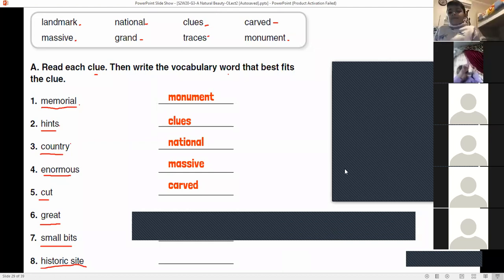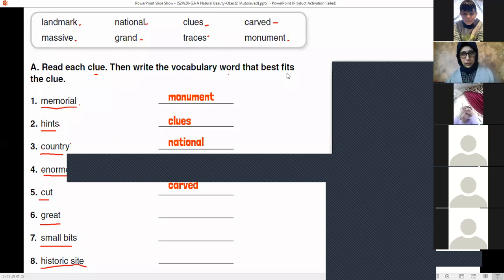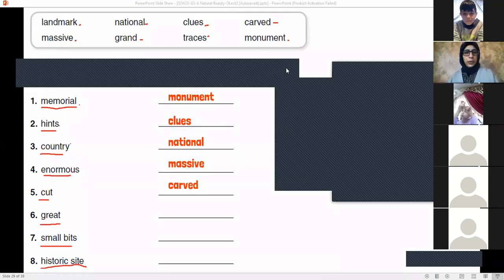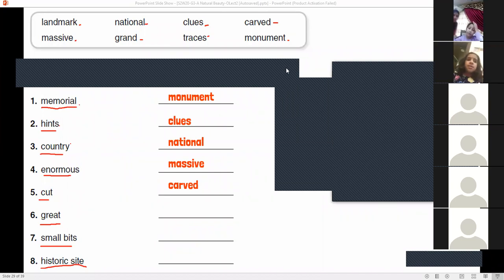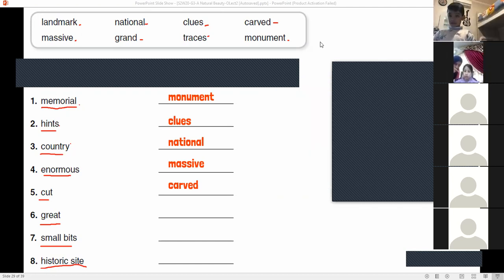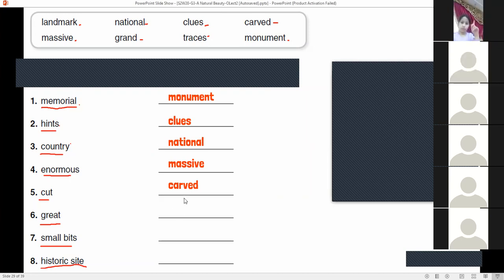Great. Guys, please, Ali Ghabris is talking. Yalla, Ali. What is the answer of number 6? Great. Monument? No. Monument means memorial. We already used it. Great. What does it mean? Grand. Yes, it means great, grand, good, excellent. Bravo, Ali Ghabris. Okay. Hassan Baroud didn't participate yet. Yalla, Hassan Baroud, do number 7, small bits.